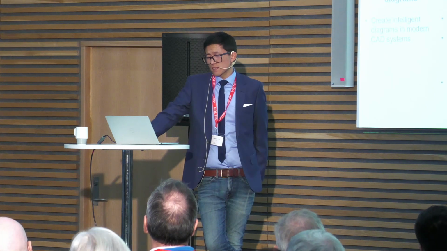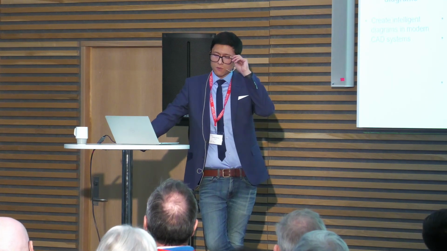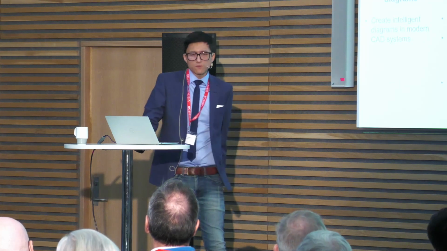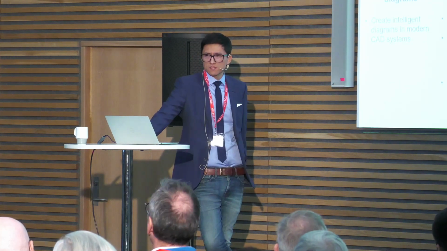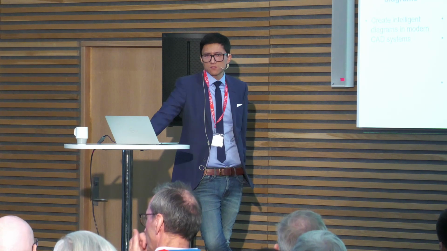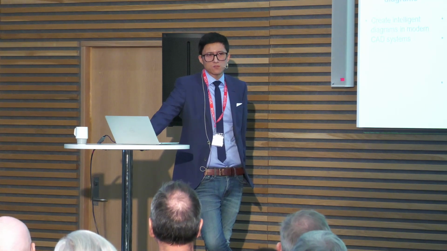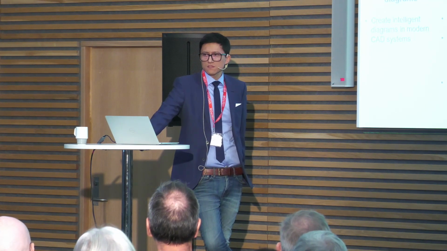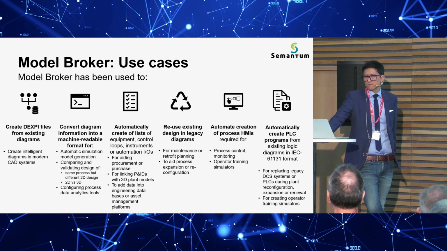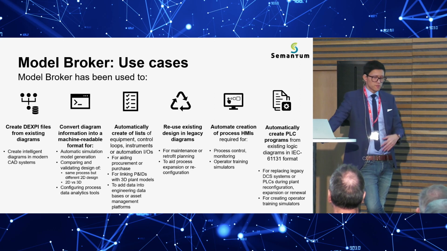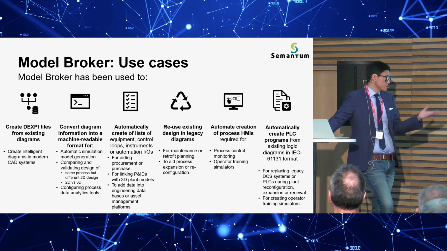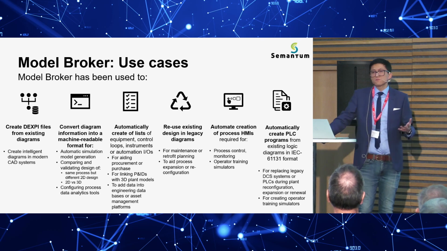Just as an idea, here are some of the use cases that we have had from our customers. Many of our customers would want, of course, the intelligent PNID from the available drawing, and that is most probably the most common case. But then again, when you have the DEXPI file and you have this diagram in a machine-readable format, then many things can be done. We can, for example, dump this information into the information management system, into the asset management system. For EPCs, they want lists for their procurement, so we can create these lists.